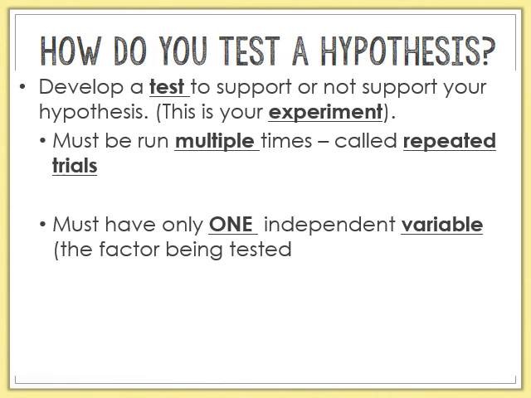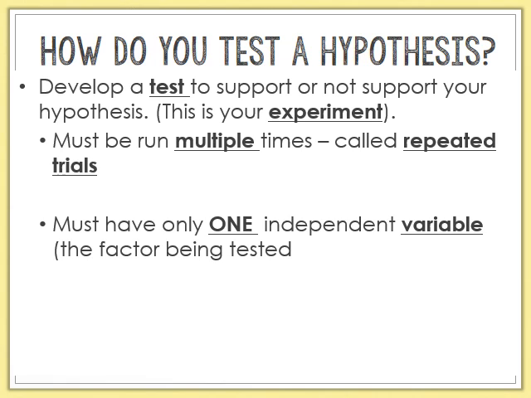So how do you test the hypothesis that you have written in an if-then statement? You're going to develop a test. This is the experiment that you're going to be doing. And you have to do this multiple times. You can't just do it one time and say that's it. You're going to do what's called repeated trials. And in class, you will be working in groups a lot of the times, and your repeated trials will be done where you do your experiment and then your partners do their experiment, and that becomes your repeated trials. For science fair, it's obviously different. You have to do multiple repeated trials on your own.